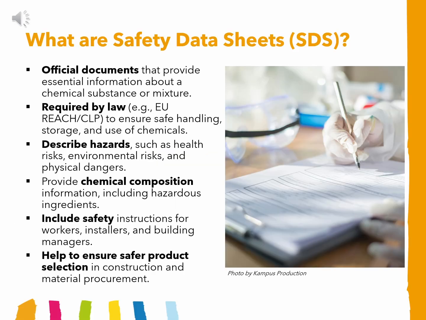A safety data sheet is an official document that provides essential information about a chemical substance or mixture. It is required by law to ensure safe handling, storage, and use. An SDS details the chemical hazards, potential health and environmental risks, and instructions for safe working practices. It also includes information about the chemical composition, including hazardous ingredients. For installers, workers, and building managers, SDSs help ensure safer product selection and safer day-to-day work with construction chemicals.